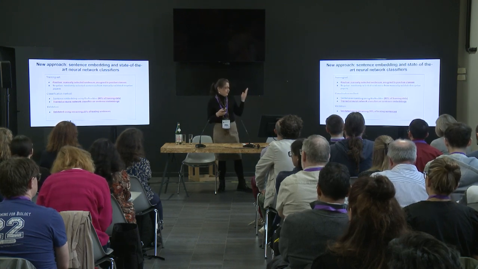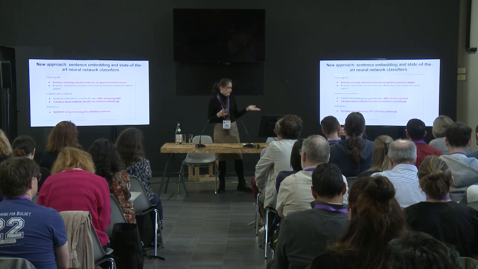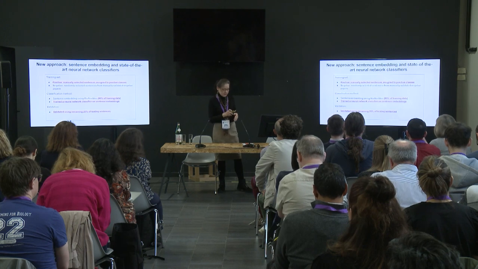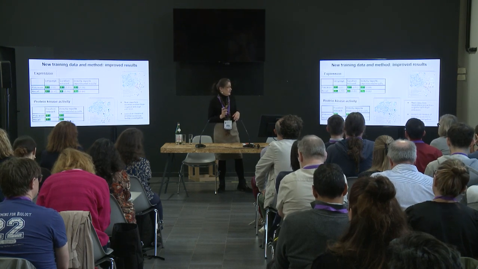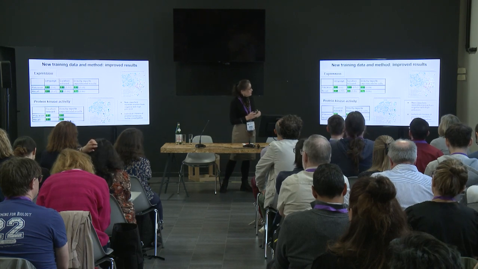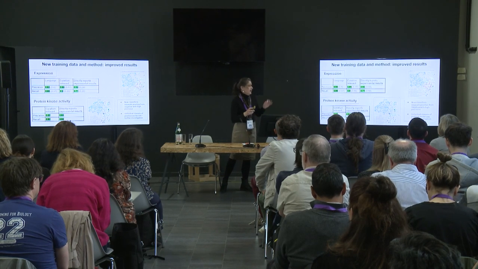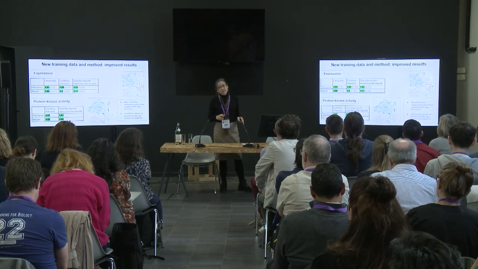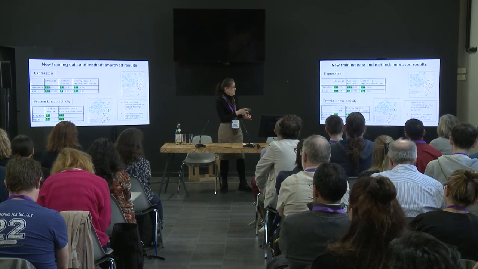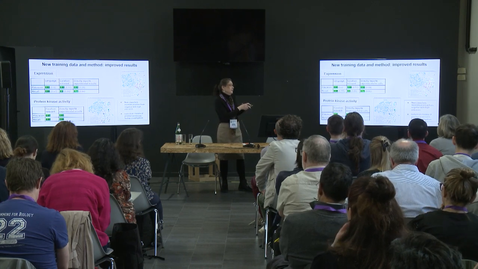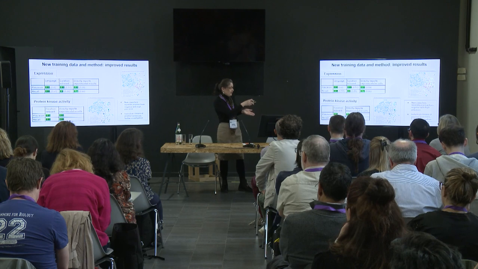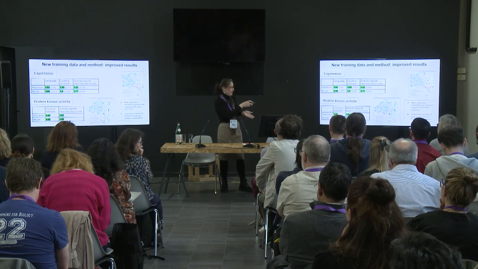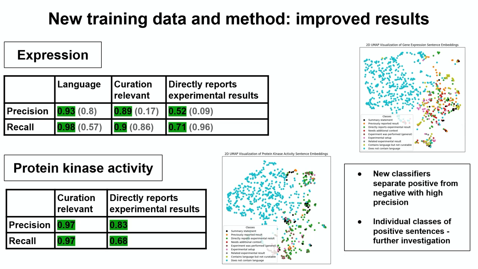For the training, we used 80% of our sentences, and then for validation, we used the remaining 20% as tests. And so this is the result that you find. So what we found is that for expression data, this greatly improved the results that we got. For language positive, the precision before wasn't too bad, but that's now up to 93. Recall is much, much better. But I think most importantly, we found a huge improvement in identifying sentences for expression pattern curation that are relevant or that directly report the experimental result.